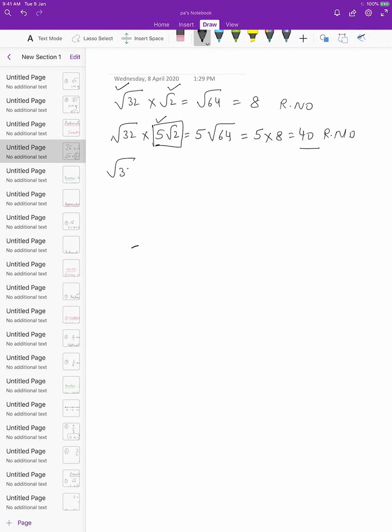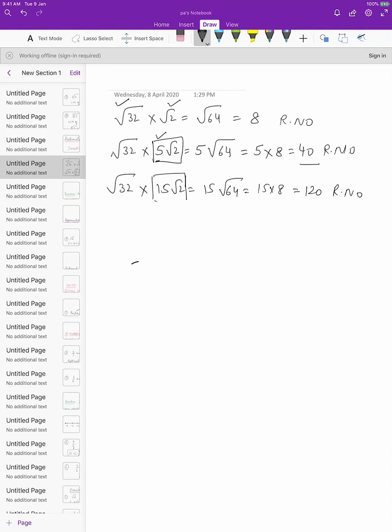Similarly, if I multiply root 32 by, say, 15 root 2, even then I will get 15 into square root of 64, 15 into 8, which is equal to 120, which is again a rational number. It means how many rationalizing factors I can find for a given number is infinite. I can find infinite rationalizing factors for any irrational number.